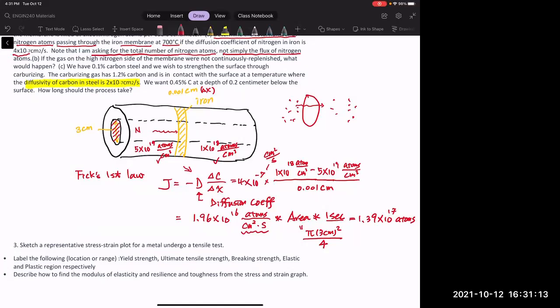Here the flux is atoms divided by centimeter square times second, which is the area and time. If you multiply by the area and by the period of time, then I would know how many atoms actually pass through the membrane.